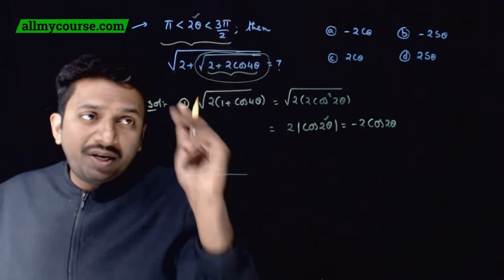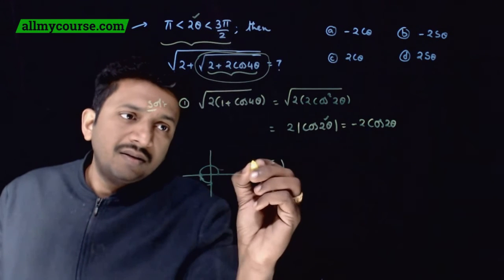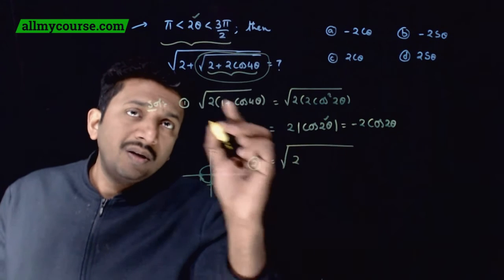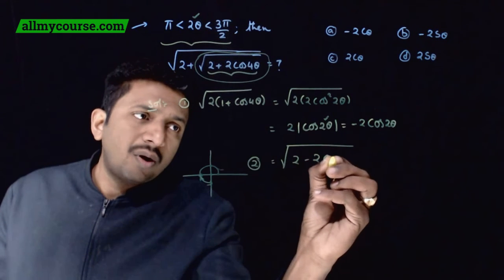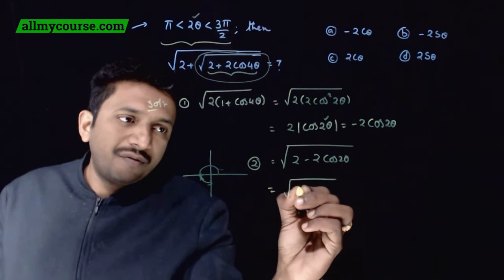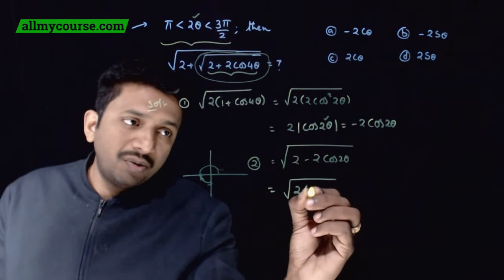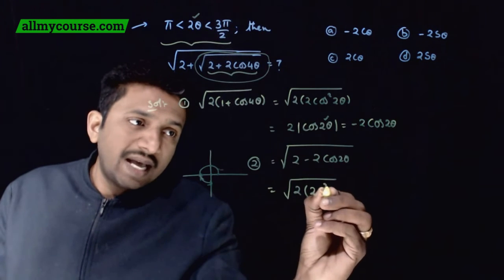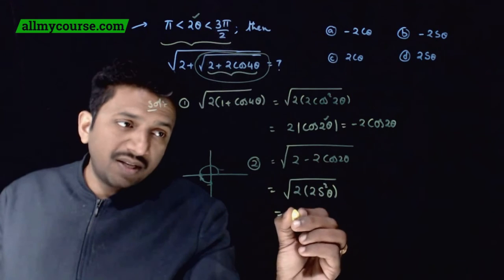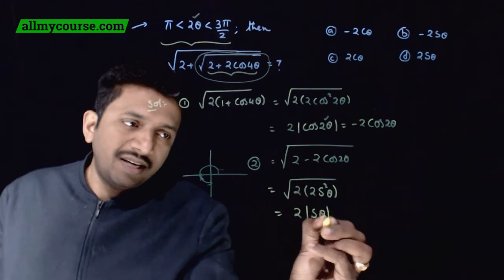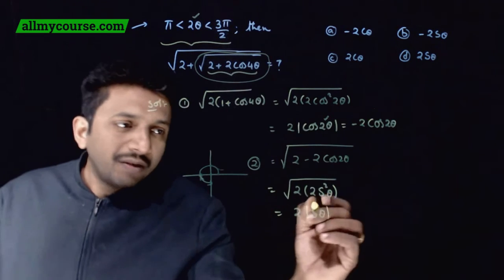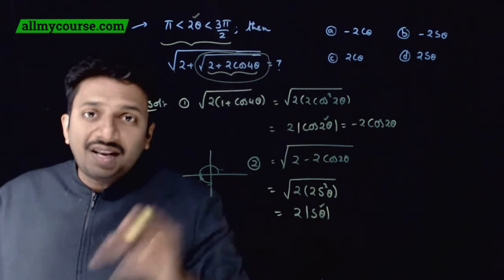So if you put it here, in the second stage, you get root of 2 minus 2 cos 2 theta. That is equal to root of, if you take 2 common, 1 minus cos 2 theta is 2 sin square theta. So root of 4 sin square theta is 2 mod sin theta. So now what happens with mod of sin theta? For that, you need to understand where theta lies.